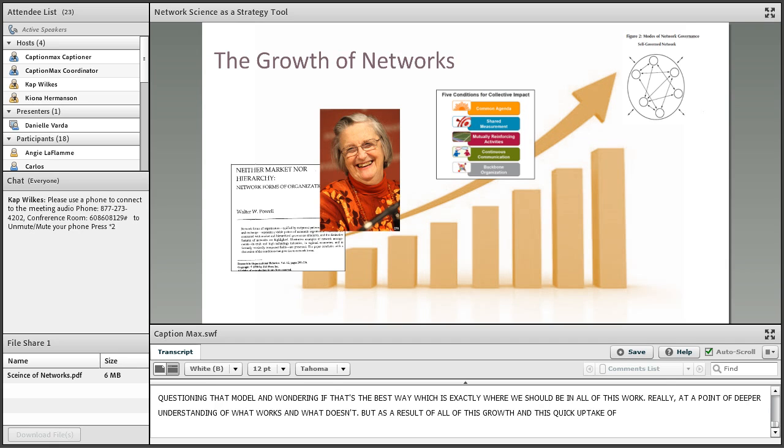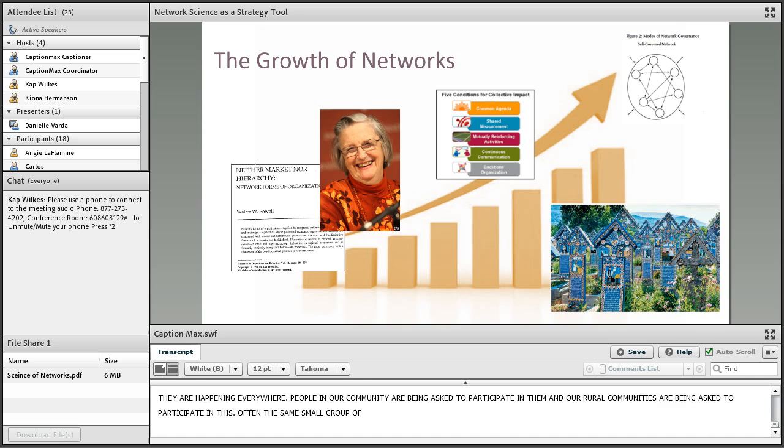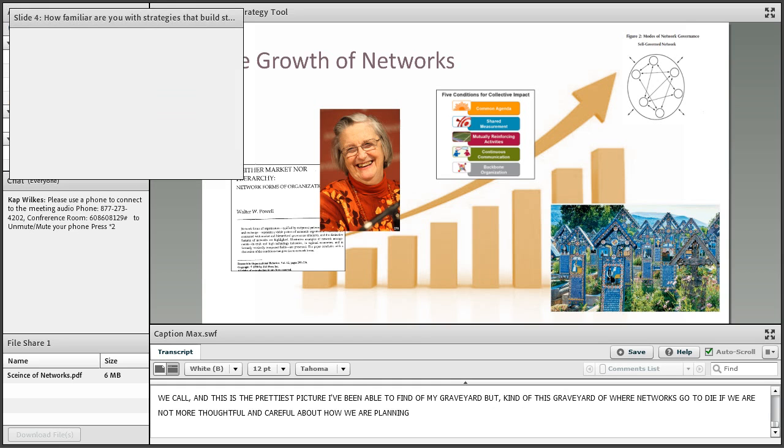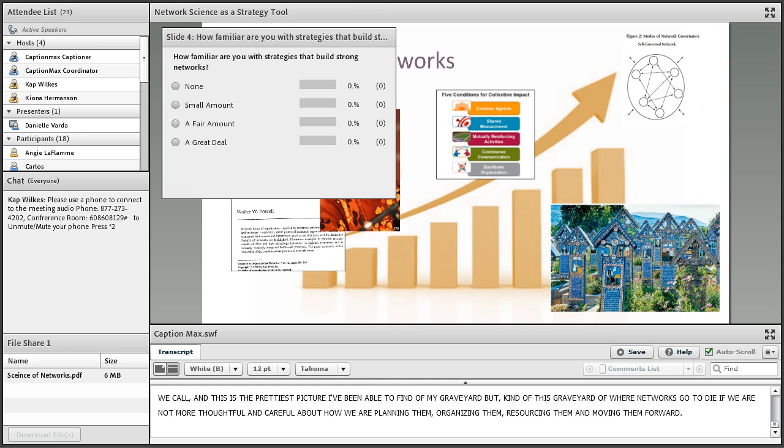But as a result of all of this growth and this quick uptick of people adopting networks, they're happening everywhere, and people in our communities are being asked to participate in them, and our rural communities are especially affected by this when they're being asked to participate in multiple networks, often the same small group of 20 people and organizations on multiple types of initiatives. And what's resulted is what we call, and this is the prettiest picture I've been able to find, a graveyard, where networks can go to die if we're not more thoughtful and careful about how we are planning them, organizing them, resourcing them, and moving them forward.